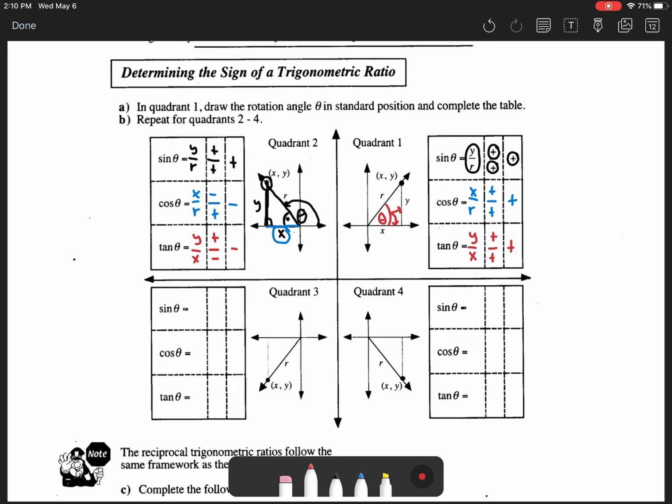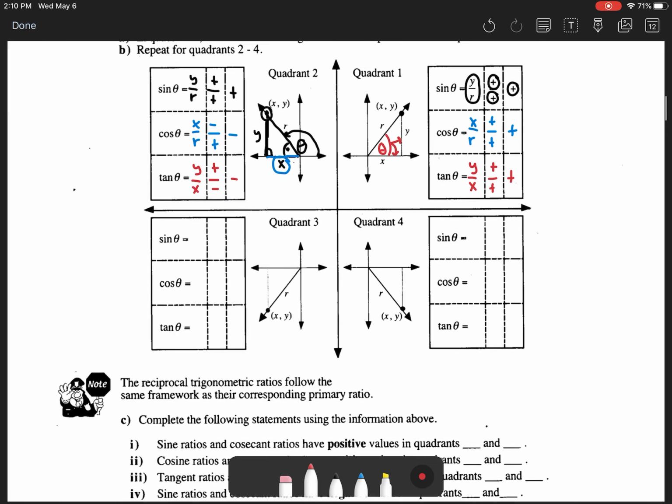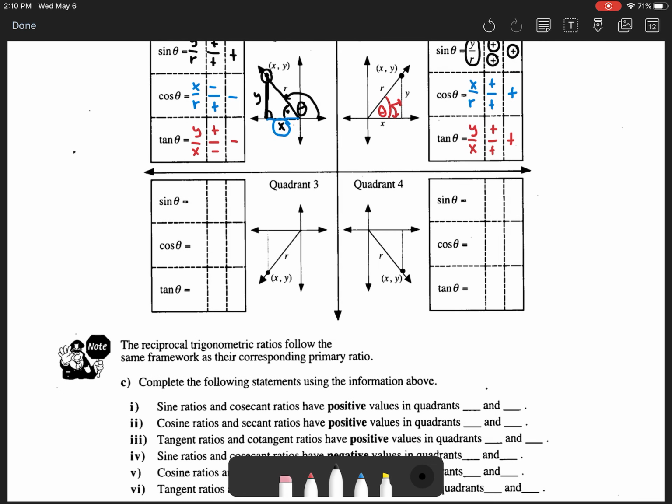So what did we learn about quadrant 2? In quadrant 2, only sine is positive. The cosine and tangent ratios will yield negative values, okay? So negative values for cosine and tangent in quadrant 2, a positive value for sine. Okay, we move into quadrant 3.